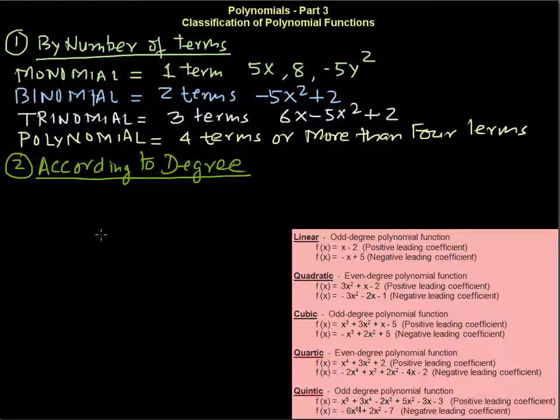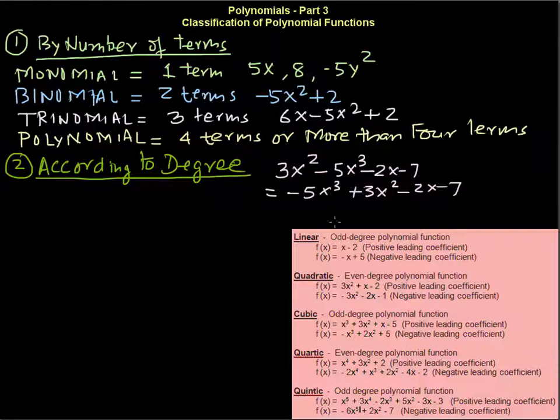Let's understand this part. Taking a typical example, let's say 3x squared minus 5x cubed minus 2x minus 7. This is a polynomial function, but when we write this function, we have to rewrite it with the highest power first. So minus 5x cubed first, then 3x squared, then minus 2x minus 7. If you do the analysis here, this has the highest power 3, and the coefficient of the first term with the highest power is called the leading coefficient.